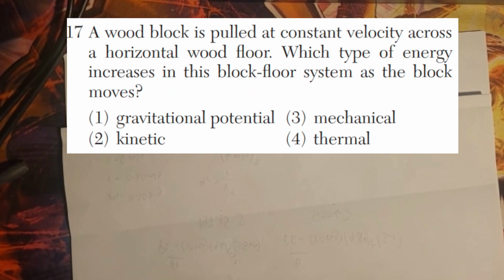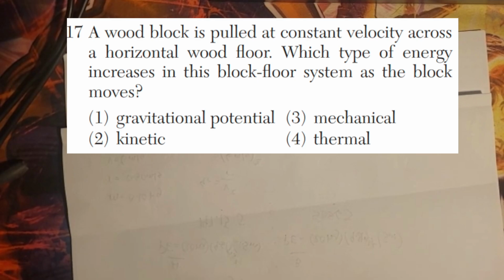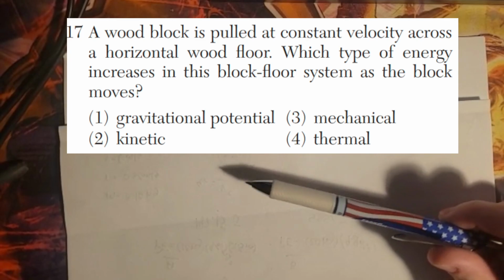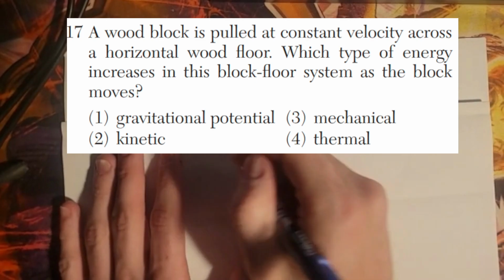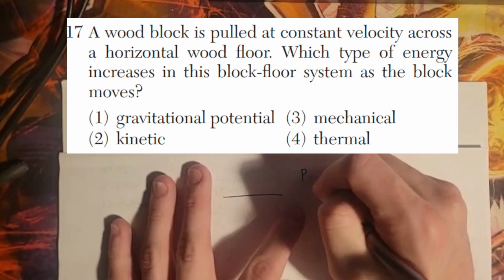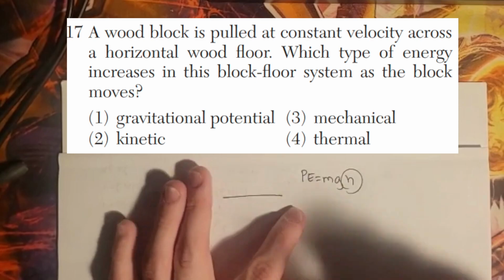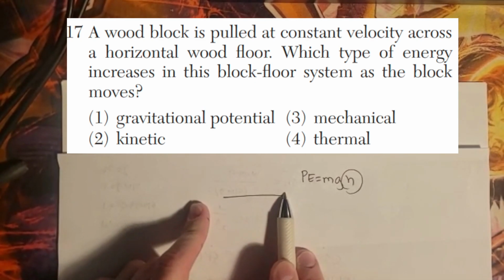A wood block is pulled at a constant velocity across a horizontal wood floor. Which type of energy increases as the block-floor system moves? Gravitational potential energy wouldn't increase because it specifically says that we're on a horizontal floor. The only way your gravitational potential energy increases, as per your formula, is if your height is changing. But I'm not changing my height, right? I'm on a horizontal floor.